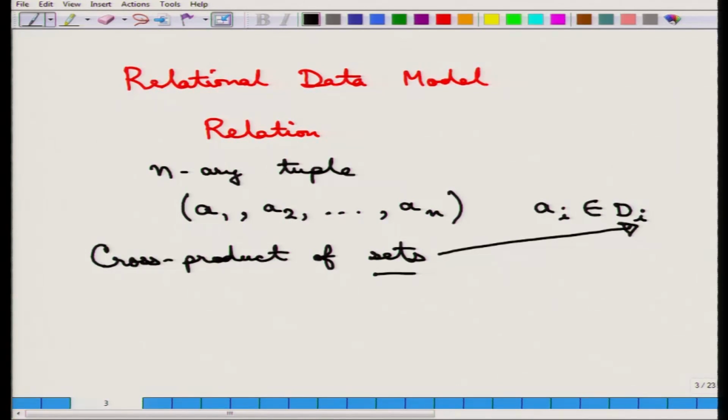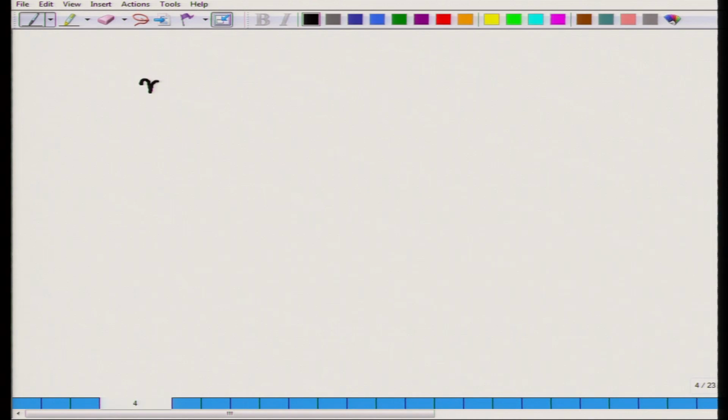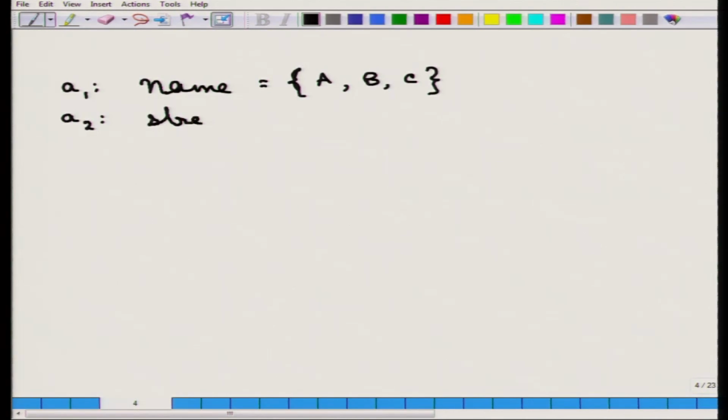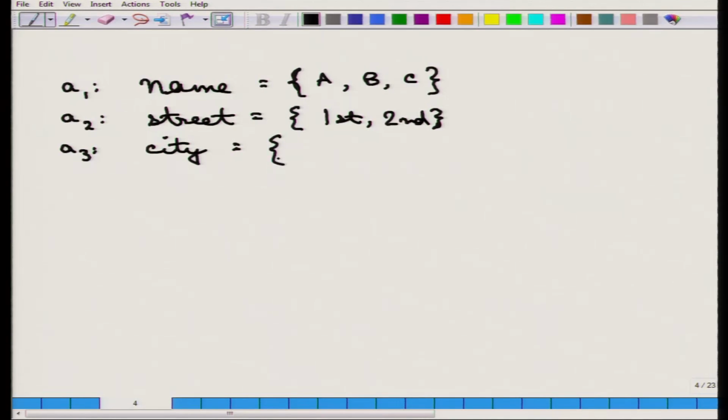Let us take a particular example and say we have name as the first attribute, let us say A1. The elements that we are talking about are A, B and C. Let us take another attribute which is called street, say first street, second street, third street, and so forth. Then the third one is city, for example Kolkata, then maybe Delhi, and so on and so forth. This can be a particular relation.